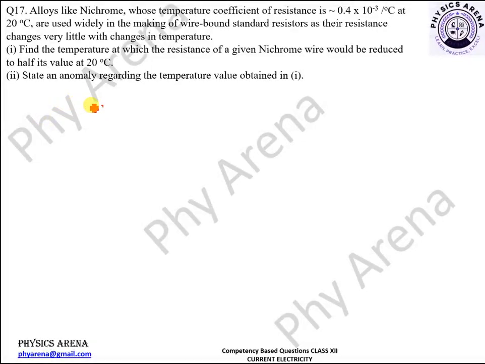Question 17. Alloys like nichrome, whose temperature coefficient of resistance is 0.4 multiplied by 10 to the power minus 3 per degree Celsius at 20 degrees Celsius, are used widely in the making of wire-bound standard resistors, as their resistance changes very little with change in temperature. Part 1. Find the temperature at which the resistance of a given nichrome wire would be reduced to half its value at 20 degrees Celsius.